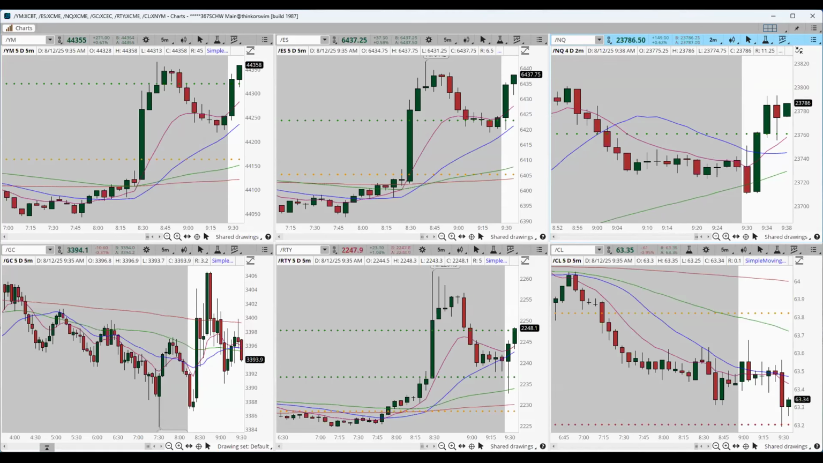We're getting a mini sandwich on the 2 minute. We're getting continuation right now in Russell and the Dow. We need to print 795 in order to start moving toward beyond 800. So we need a 795 print and we're off to the races.